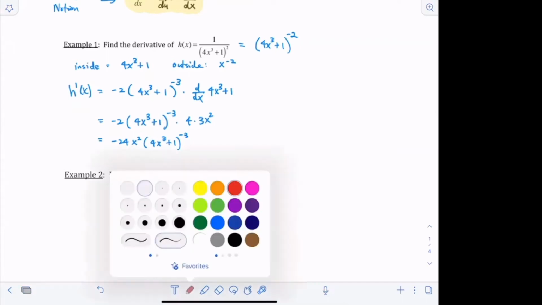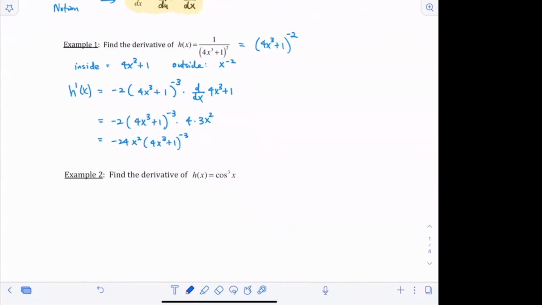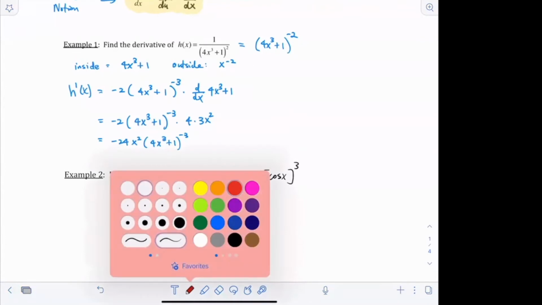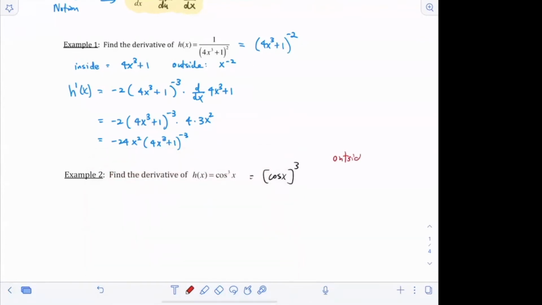So what we're going to do is rewrite this like this. This guy is going to be cos, or let me write it in black. This function is really cosine of x quantity cubed, like this. Okay. So when I look at this, basically what I'm thinking is the outside is x cubed and the inside is cosine of x.